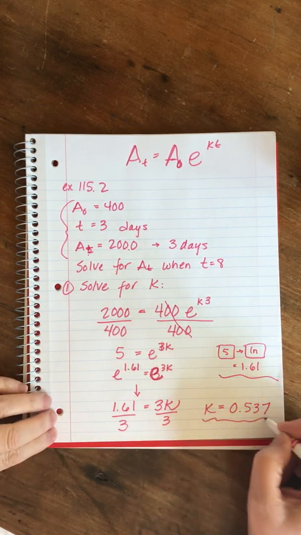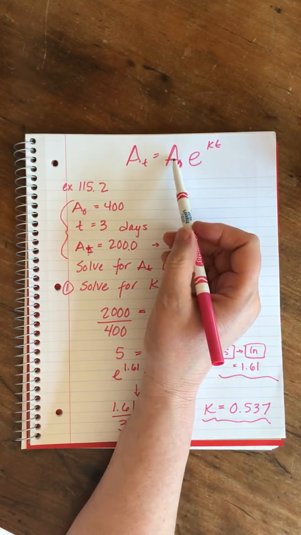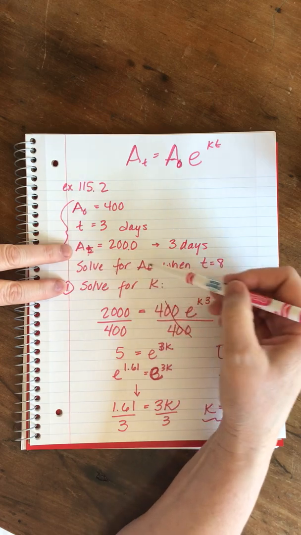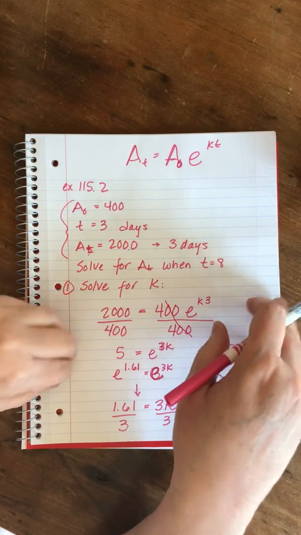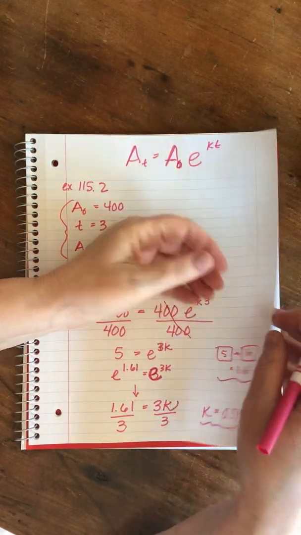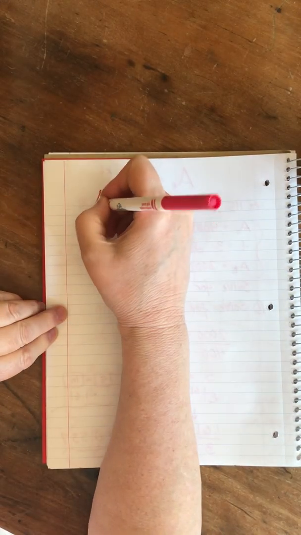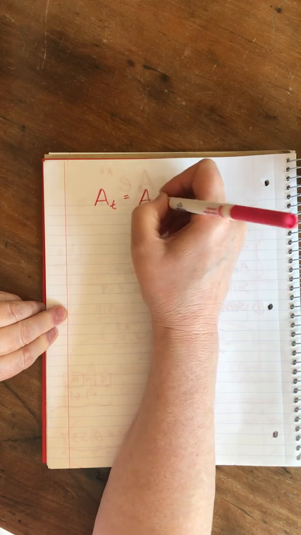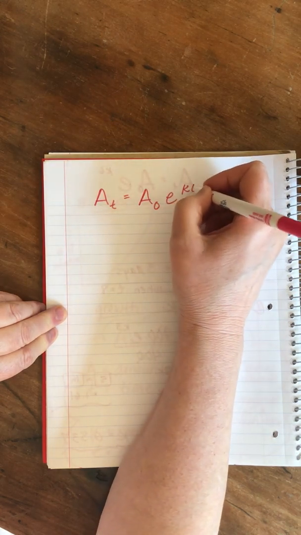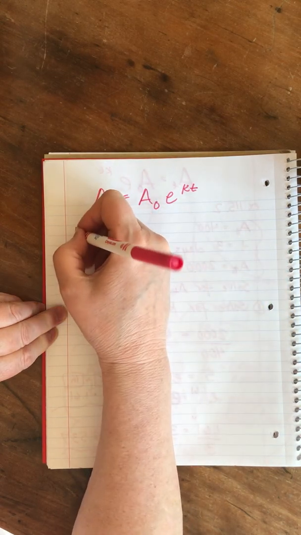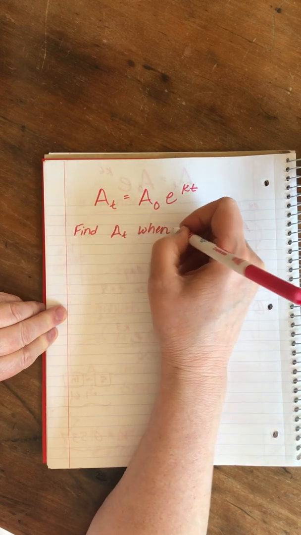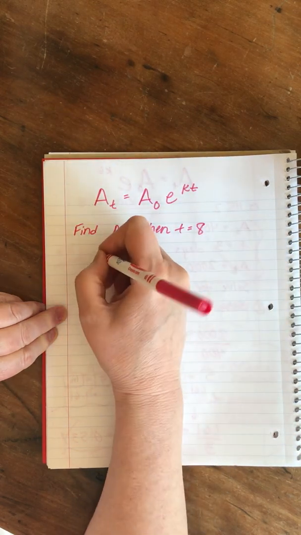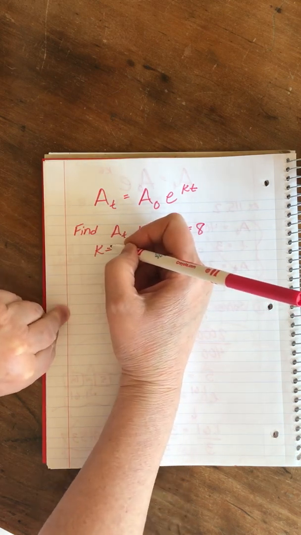All right? Now, what we need to do is use our equation again, but this time we're going to go back and we're going to solve for A of t when t equals 8. So, I wish I could show 2 pages at once. This is when I wish I was on a whiteboard. Okay, so here's what I'm going to do. I'm going to rewrite the equation. All right, we want to find A of t when t equals 8, right? And we just calculated that k equals 0.537.